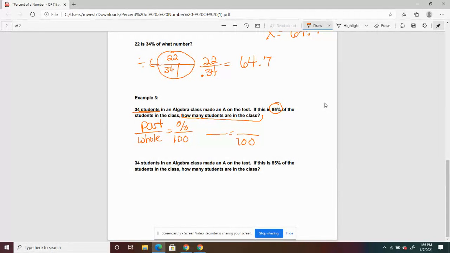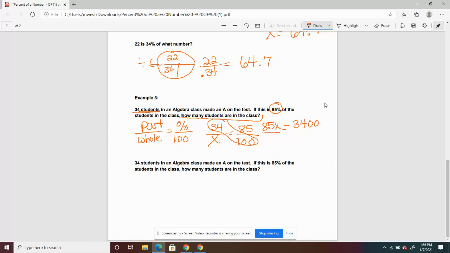That means it's the whole because it wants to know how many are in the class. So x would go there. Your percent would go here. And then the 34 students in an algebra class is the part of that class. So we would put 34 here. Diagonally circle these two, and we get 85x is equal to 3,400.